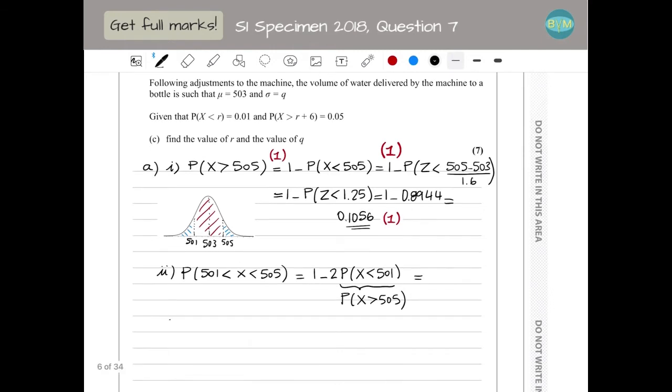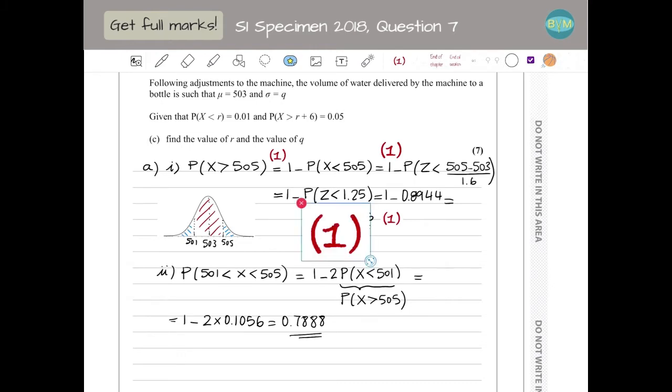So this is 1 minus 2 times that probability that we found, which was 0.1056, and this is 0.7888. Again, 2 marks for this part: 1 for the method, for using the symmetry of the curve, and the other one for the answer. So these are the first 5 marks of this question.